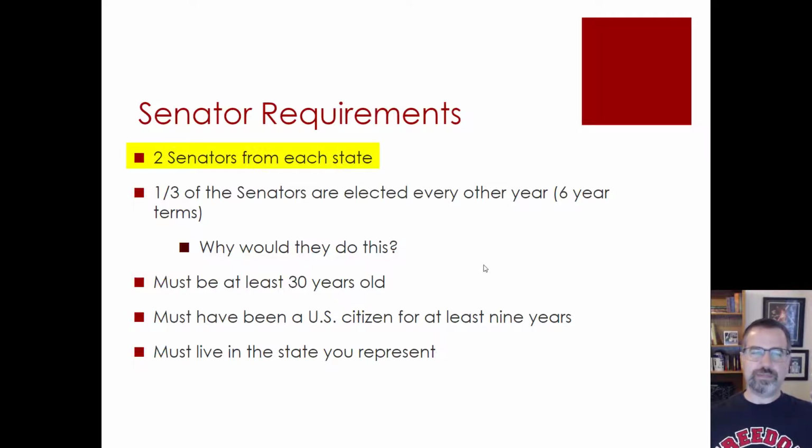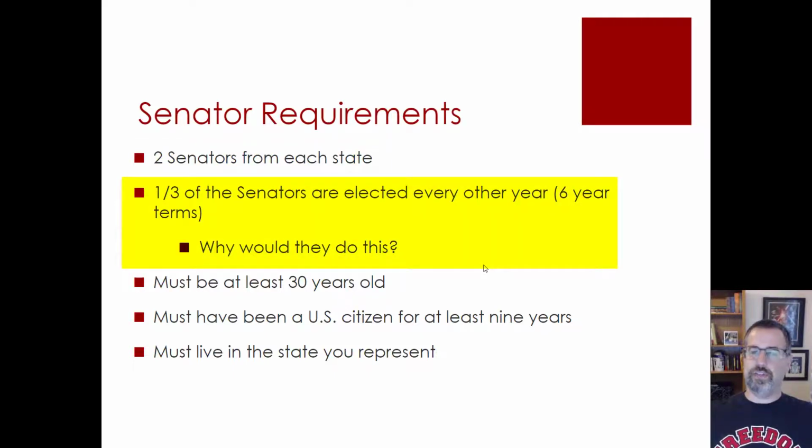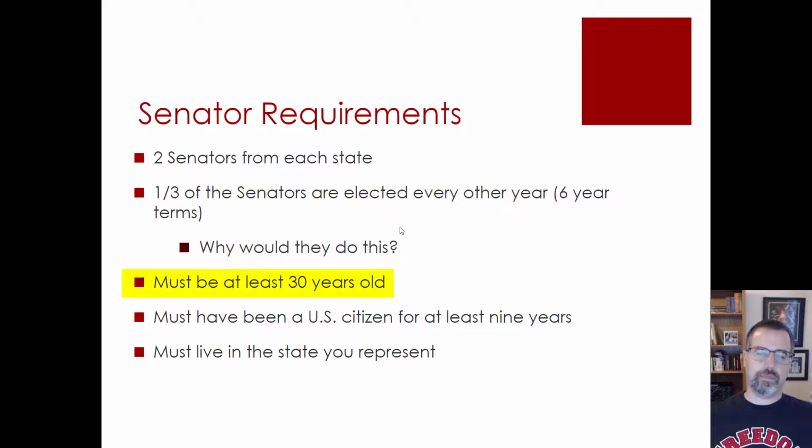For the U.S. Senate, it's very similar. There are only 2 senators from each state, so remember, it's equal. A third of the senators are elected every other year. So every 2 years, a third of the U.S. Senate is elected, and that's because they serve 6-year terms. Think about why you think they do this. Why would they have a third of the senators elected every 2 years?